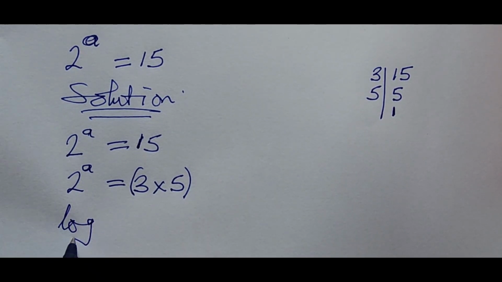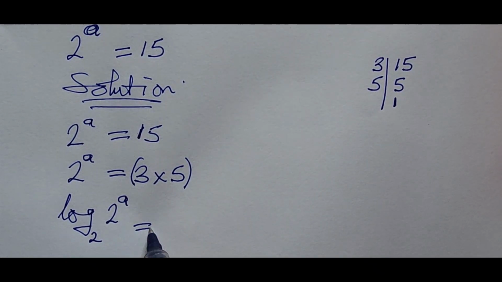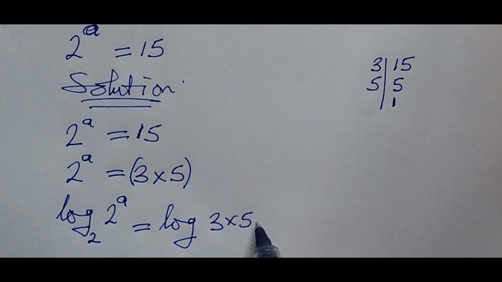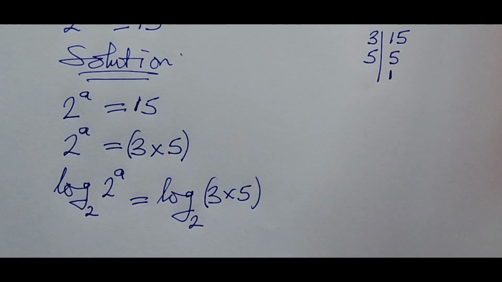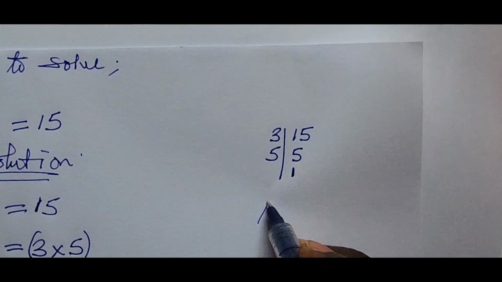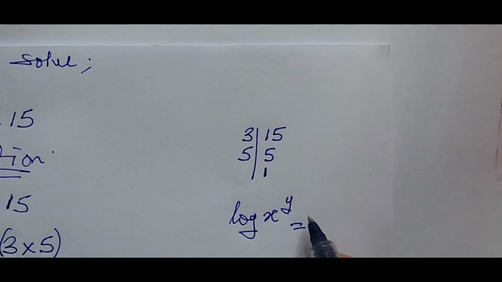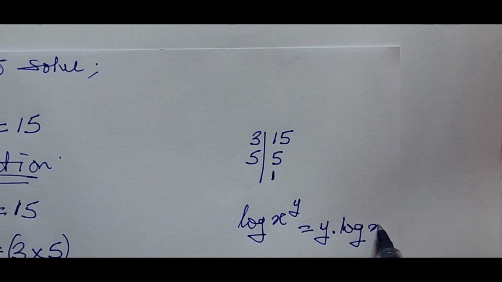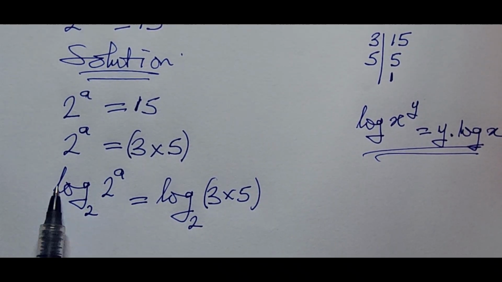So we're going to have here log of 2 to the power of a, base 2, is equal to the log of 3 times 5, then base 2. We apply a simple property of logarithm, which is called the power law. It says that when you have log x to the power of y, move the power back to give us y times log x. So if we apply this law, then we're going to move this power back here.